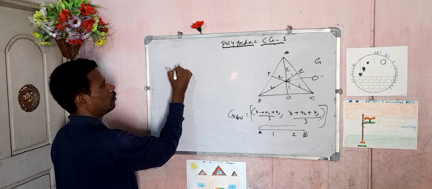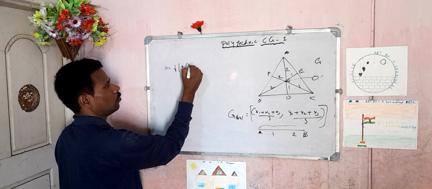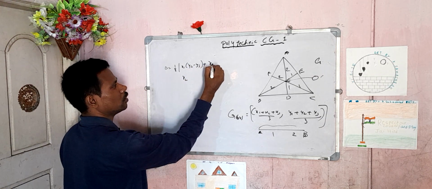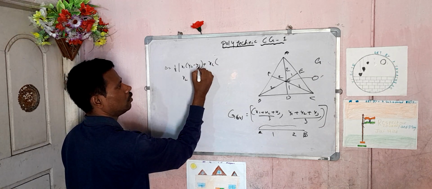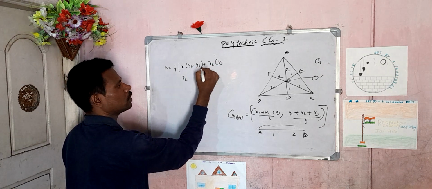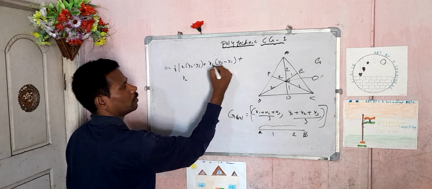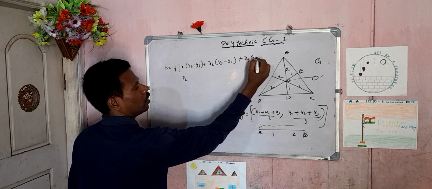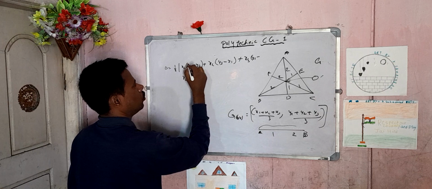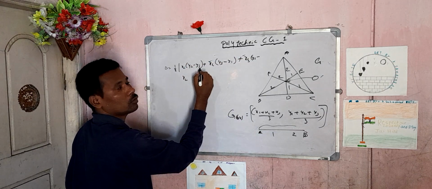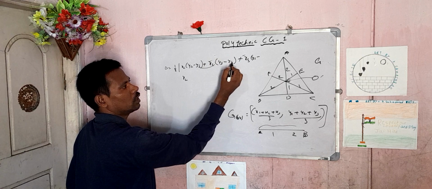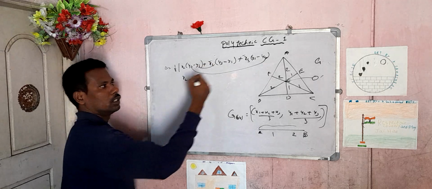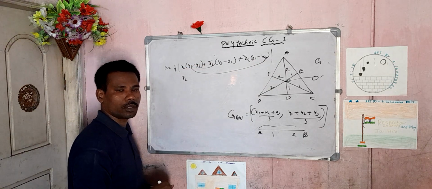Area of triangle is equal to half mod of x1 (y2 minus y3), plus x2 (y3 minus y1), plus x3 (y1 minus y2). Follow the protocol: start with y3 again, and after 3, y1 will come; after 3, 1 will come. Here you see it is repeating. So this is nothing but the area of triangle formula.